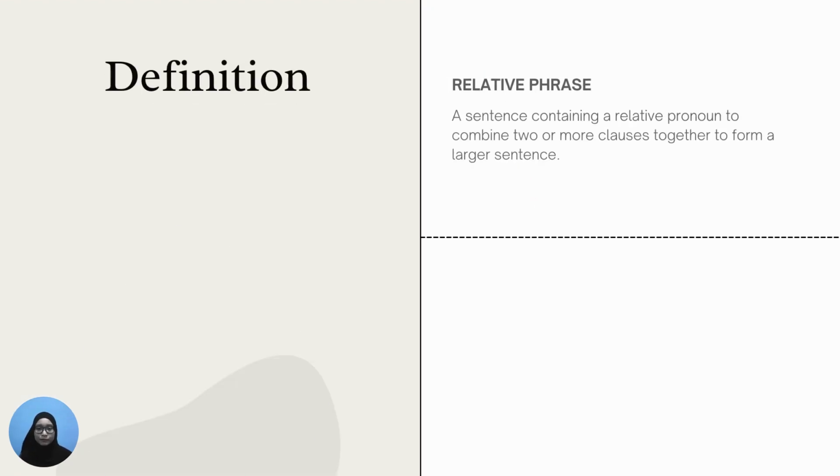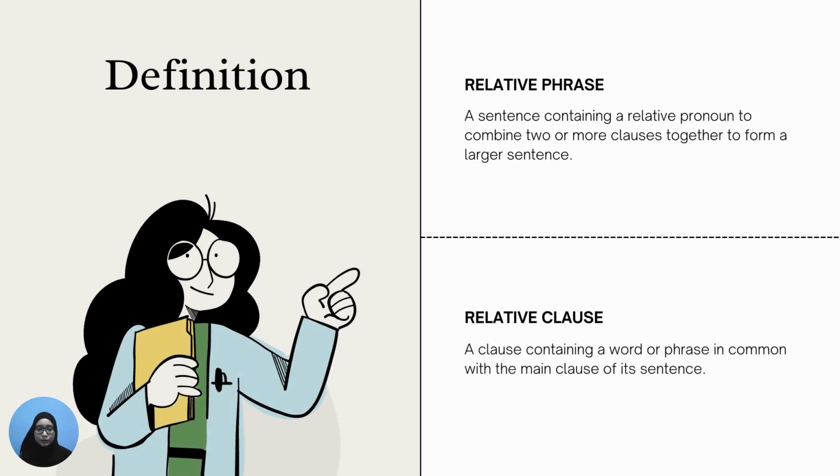Let's begin. Before we learn about relative phrases and clauses, let's better understand the definition of them first. A relative phrase is a sentence containing a relative pronoun to combine two or more clauses together to form a larger sentence, while a relative clause, on the other hand, is a clause containing a word or a phrase in common with the main clause of its sentence.